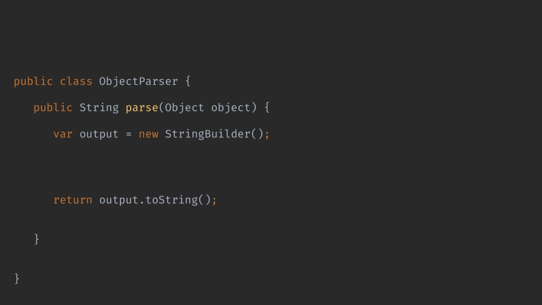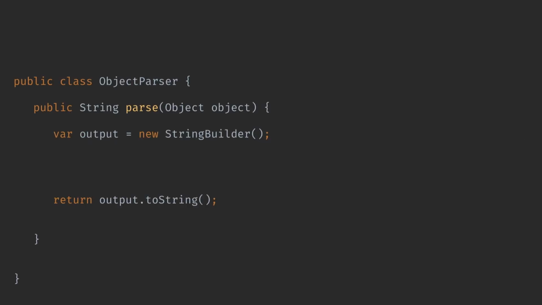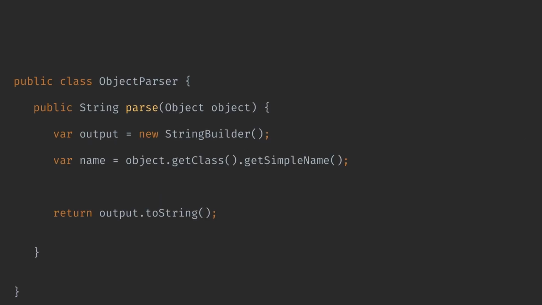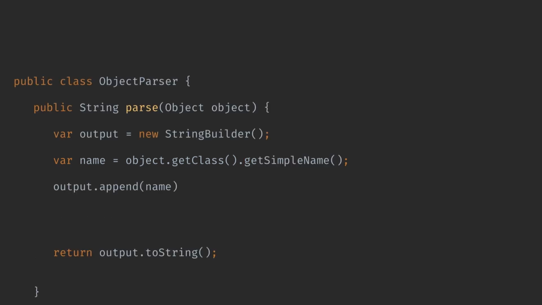I'll be using a string builder to concatenate all the class data together. The first thing we need is to have the class name in the beginning. So let's use our first piece of reflection trickery. In here, we query the name of the class. We call the getClass method to start using the reflection API, to then use the getSimpleName to query the class name. We then get this name and append to the output, appending an open bracket right after.